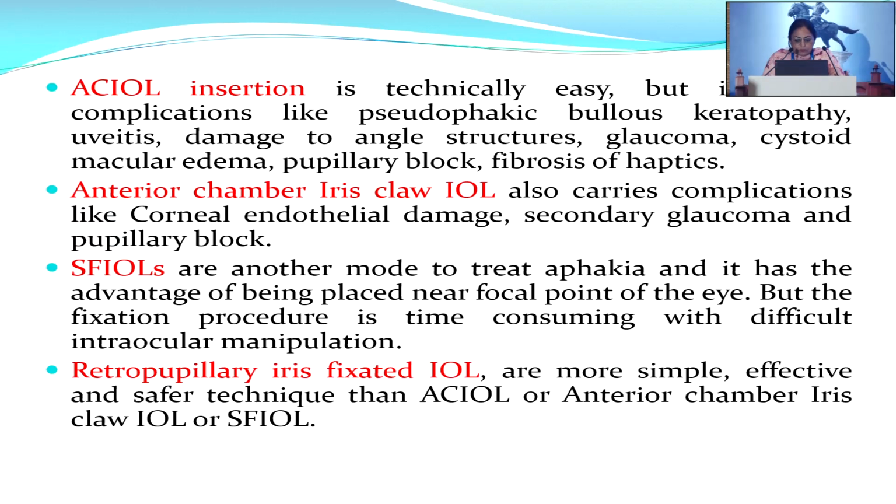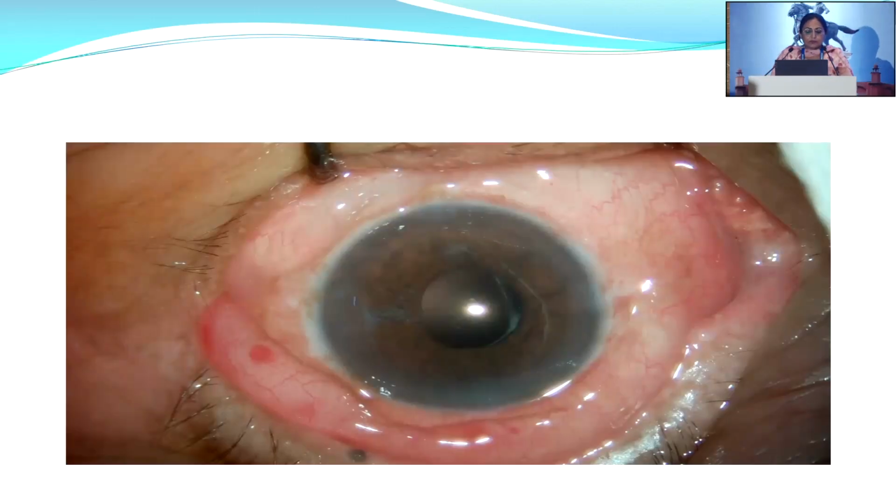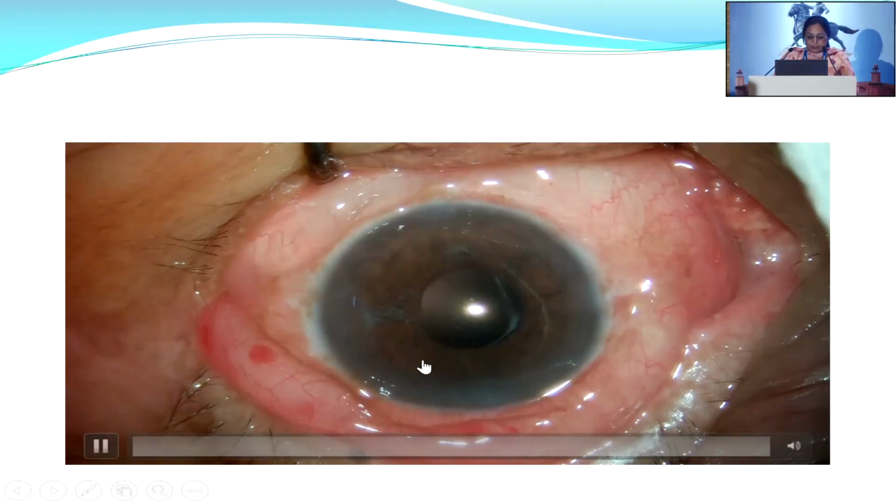Sclerofixated IOLs are also available, but they have a difficult procedure for fixation. Retropupillary iris fixated IOLs are a very simple, effective, and safer technique compared to ACIOLs and anterior chamber iris claw lenses. And this is our video. Let's start with the video.